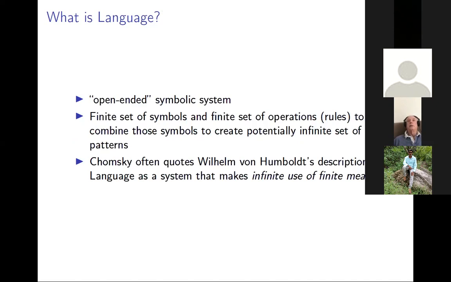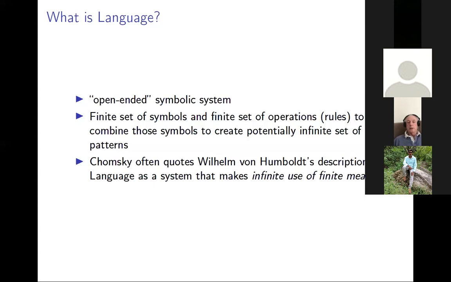In simple terms, let's say you have a finite set of words. It's the vocabulary of the language. Then you have a set of rules to combine these words, to put them together into phrases and sentences. And through these combinations, you can create a potentially infinite set. So you start with a finite set of symbols and a finite set of operations, but then you can create a potentially infinite set of patterns. So you can express many different things using finite means.